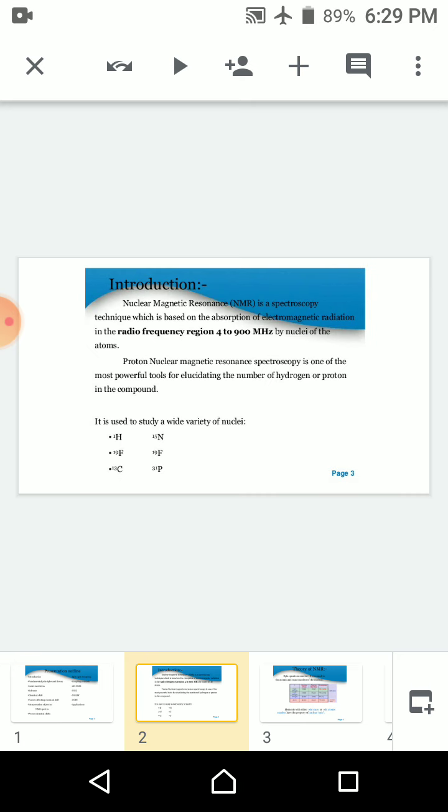So first of all, we will discuss about the introduction. So what we can say about the introduction? Nuclear magnetic resonance spectroscopy is a technique which is based on the absorption of electromagnetic radiation in the radio frequency region from 4 to 900 megahertz by nuclei of the atom.